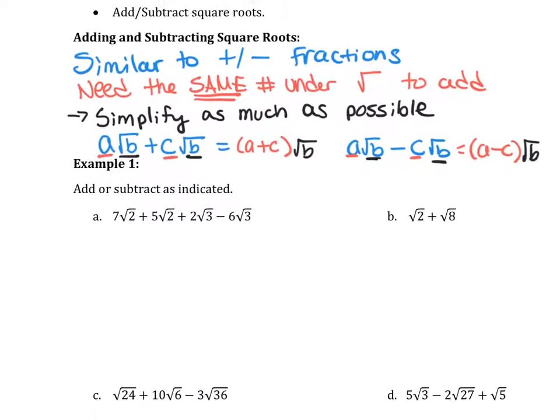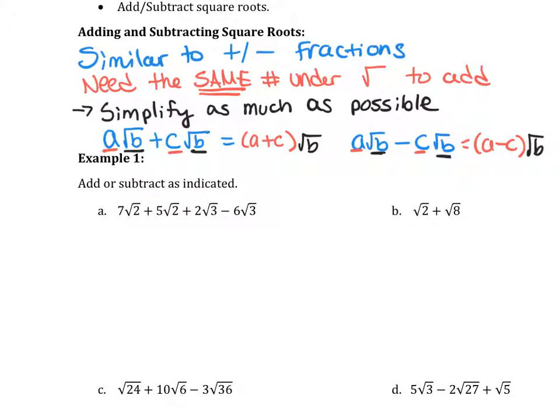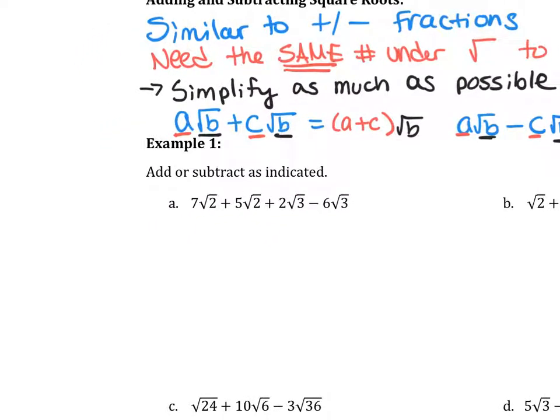Okay, so for example 1, the first thing we want to do is look at all of our terms, all of our square roots, and make sure they are as simplified as possible. Remember, when we're simplifying, we first ask ourselves if we can evaluate it. That's where if you were to do the square root of, in this case, 2 in your calculator, it would give you a nice number. That would be evaluating. In letter A, we have 2 square root 2's and 2 square root 3's. Can either of those be evaluated? No.